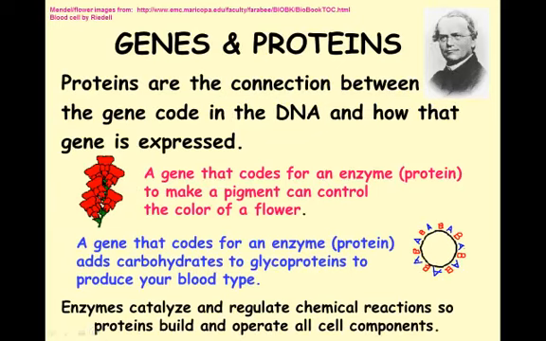Proteins are the connection between the gene code in the DNA and how that gene is expressed. So a gene that codes for an enzyme, remember enzymes are proteins, that makes a pigment can change the color of the flower. A gene that codes for an enzyme that adds carbs to the glycoproteins is what's going to make your blood type. Enzymes catalyze chemical reactions, and remember we talked about enzymes that don't work. Like if you have a mutation in that gene for something like PKU, you're going to get a different phenotype.